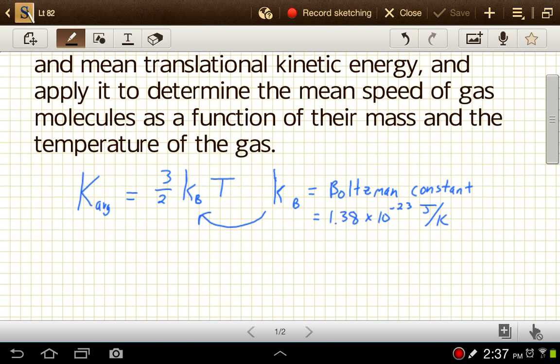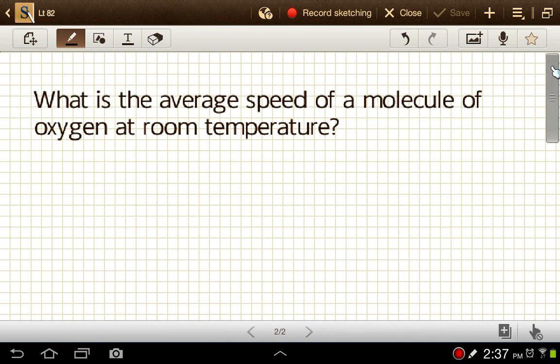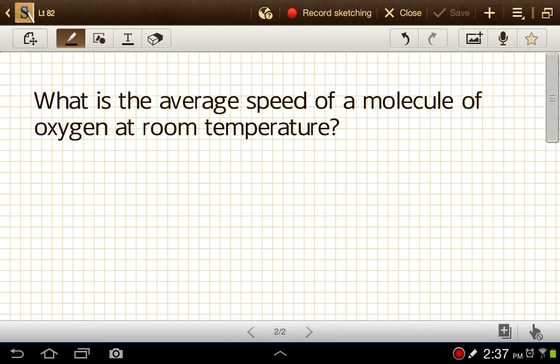And then if we have the average kinetic energy, we can make an estimate of the average mass for a particle of this gas. So what would its speed be? Let's take a look at that next. The gas that you're most familiar with would be air, or one component of that would be oxygen. So let's find out how fast oxygen is moving at room temperature.